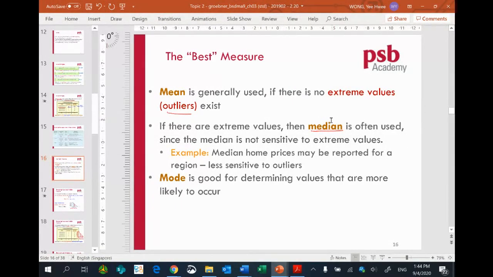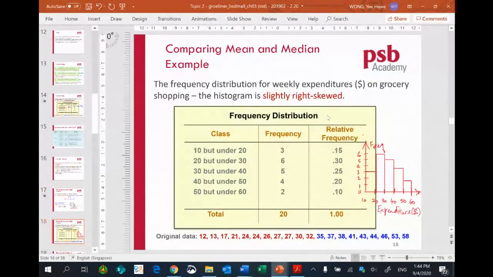Now, why is it so? Earlier, we see that the median is very stable. If we have extreme values on either the larger side or the smaller side of the data, the median seems to be very stable. It won't be affected. Okay, so because of the stability, it is more appropriate to report as an average if your data is skewed.